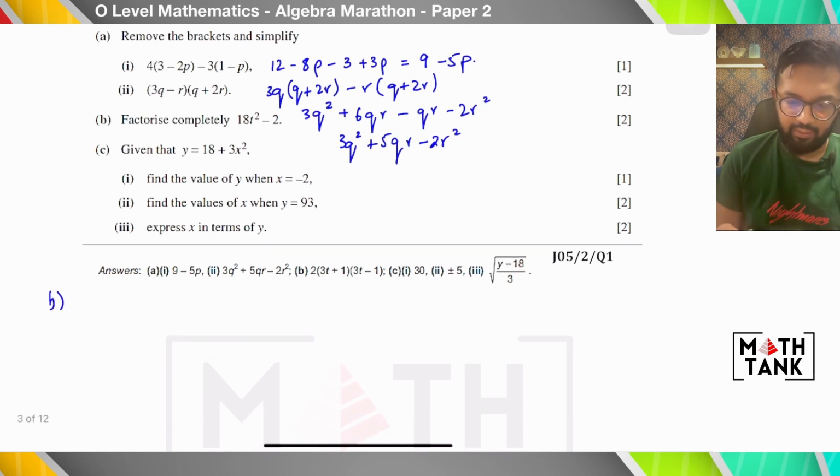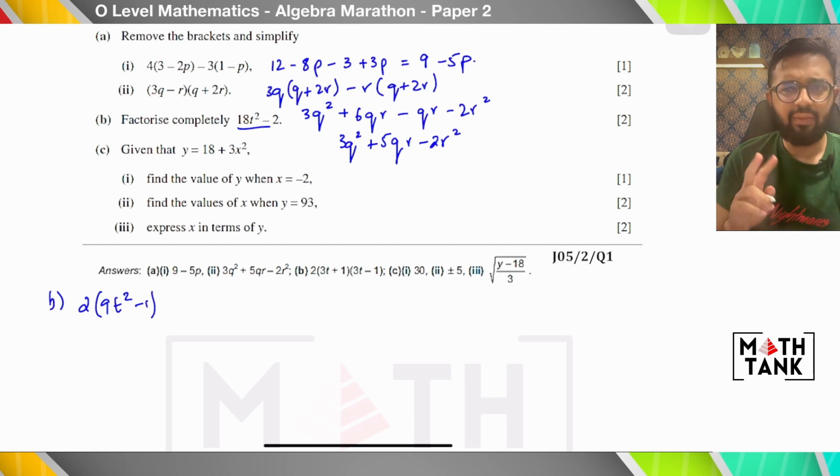And it says factorize completely. So I see what common factor I have. I see a common factor of 2, so 9t squared minus 1. Then again I see a difference of squares. This is the square of 3t, which is 9t squared, and that's the square of 1, which is 1. So I can break it down and write it as 3t minus 1 and 3t plus 1.